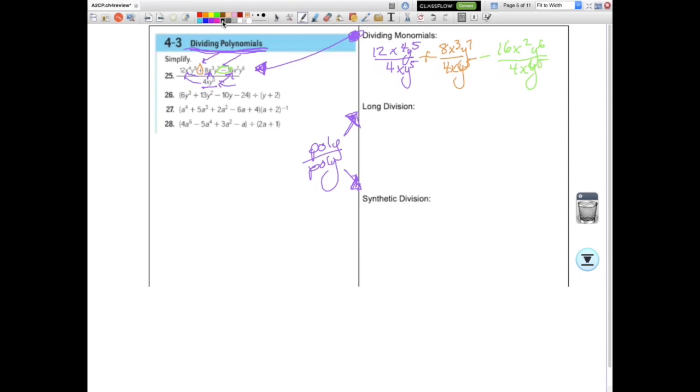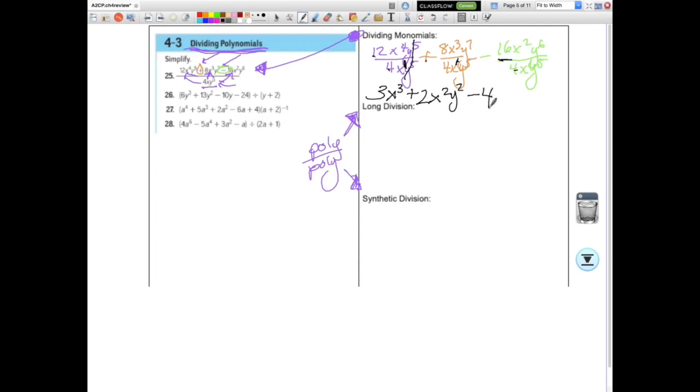Now each of these is just a little division problem to simplify. So 12 divided by 4 is going to give me a 3. X to the fourth over x to the first, I subtract, I get x to the third. The y's cancel. Now I'm going to put a plus because I had a plus here. 8 divided by 4 is 2. X to the third over x to the first is going to be an x squared. Y to the seventh over y to the fifth is going to be a y squared, again subtracting top from bottom.